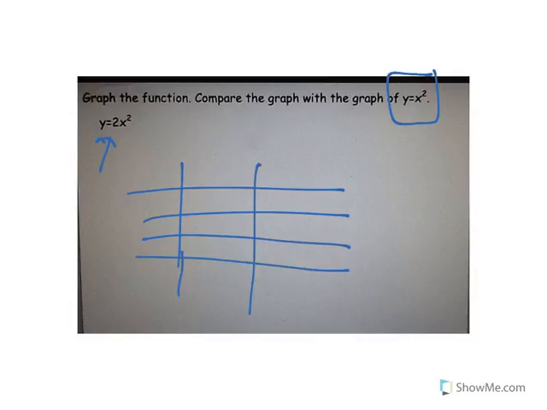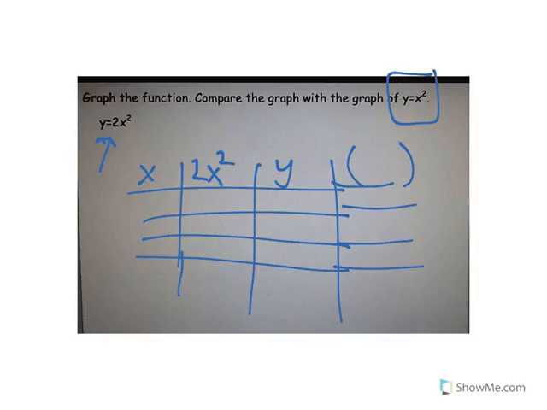Okay, so I like to actually write this out like this. First of all I have x, then I have 2x squared, then I have what the value of y is, and then my points, x, y. That's how I like to write it out. Make sure it's a little bit clearer.